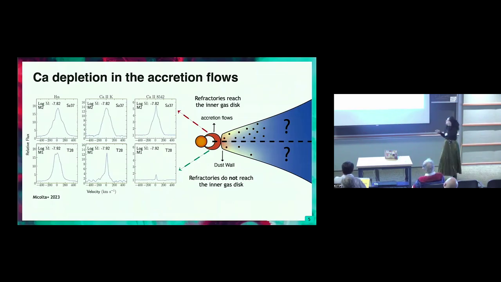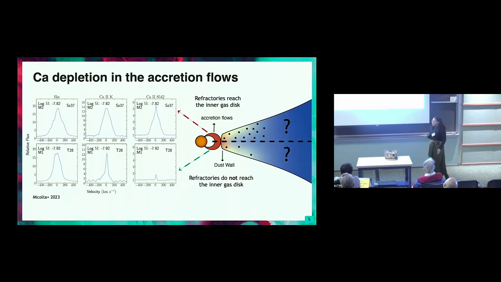I'm showing here a study we did with Chamaeleon stars. The top row is SC37, the bottom row is T28, and the first column is H alpha. Then we have the calcium K line and one of the infrared triplet lines. First, these two stars have similar spectral types, which means the central stars are roughly consistent with each other. They have similar accretion rates measured from the UV excess, which means that all the material is falling into the star.